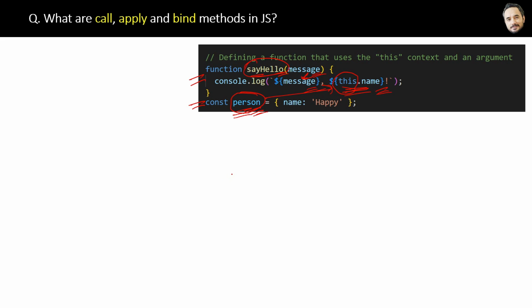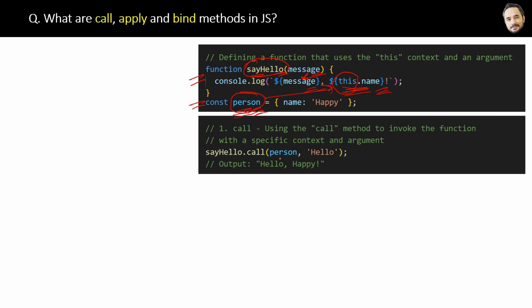The first technique is to use the call method with the function name sayHello like this. Pass the object name and the string argument as the parameters. This is the normal approach, and you will get this as an output.